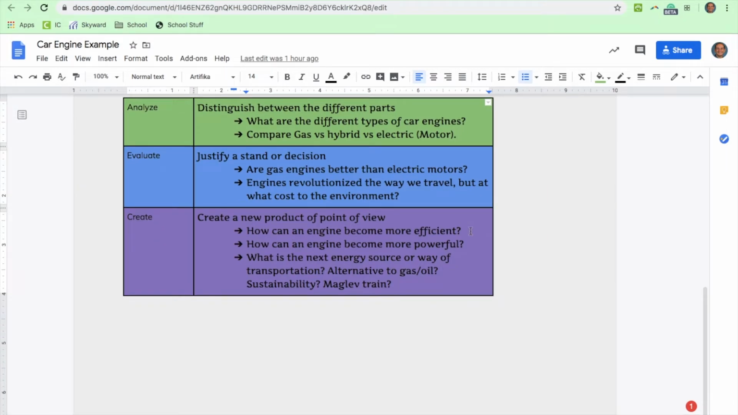And then create, which is to create a new product or point of view. So maybe you're looking at an engine. How can an engine become more efficient? How can an engine become more powerful? What is the next energy source or way of transportation? Alternatives to gas or oil? Sustainability. Maybe you're researching a maglev train, which is what some other countries are doing. So all things to consider when you get to the create point.